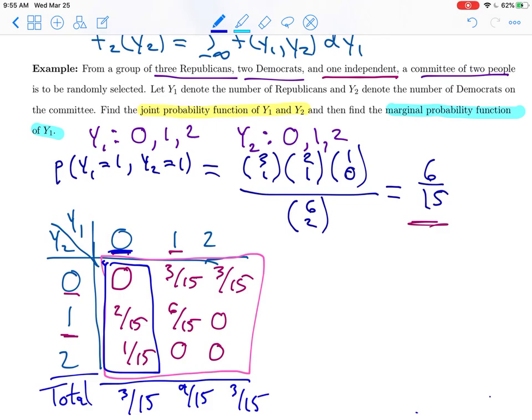Those are describing, so that first value of 3/15 says the probability that we have exactly 0 Republicans on the committee is 3 out of 15. The probability that we have exactly 1 Republican on the committee is 9 out of 15. The probability that we have exactly 2 Republicans on the committee is 3 out of 15. So it describes those, and it doesn't say anything about the number of Democrats on the committee.